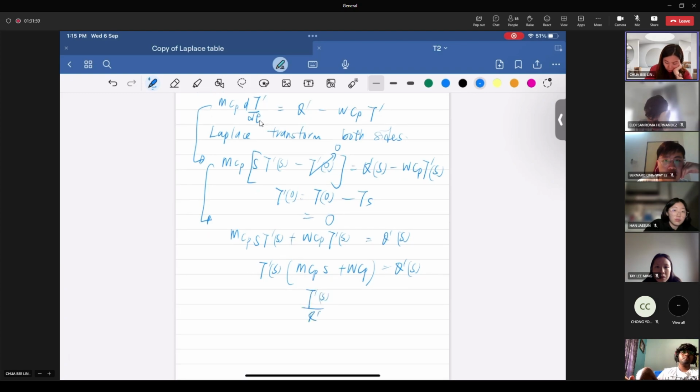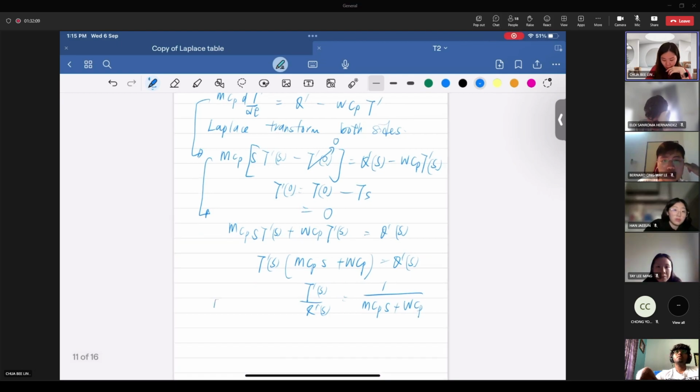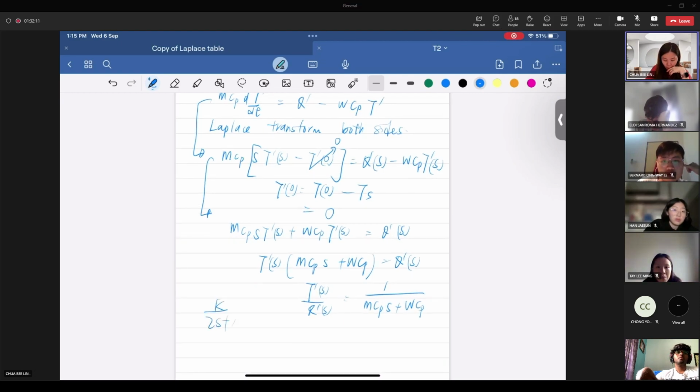It is actually the same, just have to do it slowly. It's 1 over (mCp s plus W Cp). Once you have this step, remember to compare with tau s plus 1. Then you have to make the last term equivalent to 1.